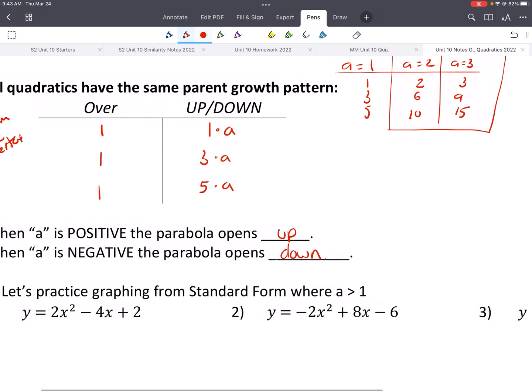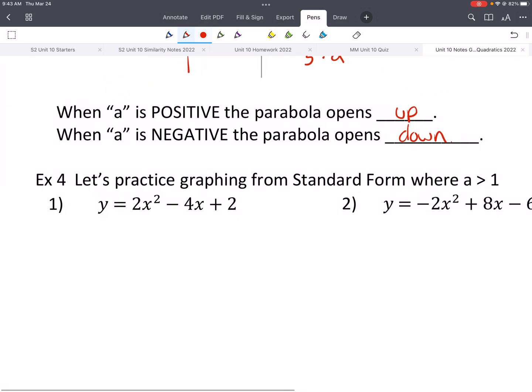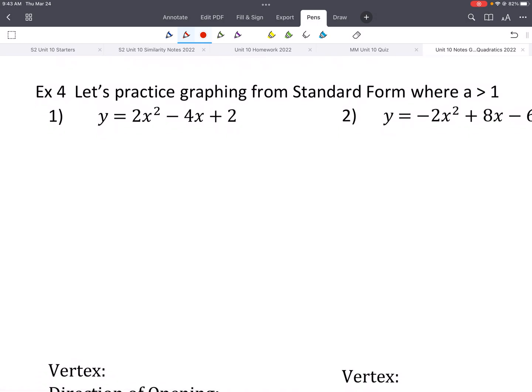We could do when a is 4, but most likely you wouldn't have enough points, because I always require that you're going to at least have 5 points, and if the growth pattern is getting too big too fast, then you might not see all the points. So let's do a couple of these together. I would love it if you could pause at some point and do the problem before I go over it. Make sure that you're understanding.